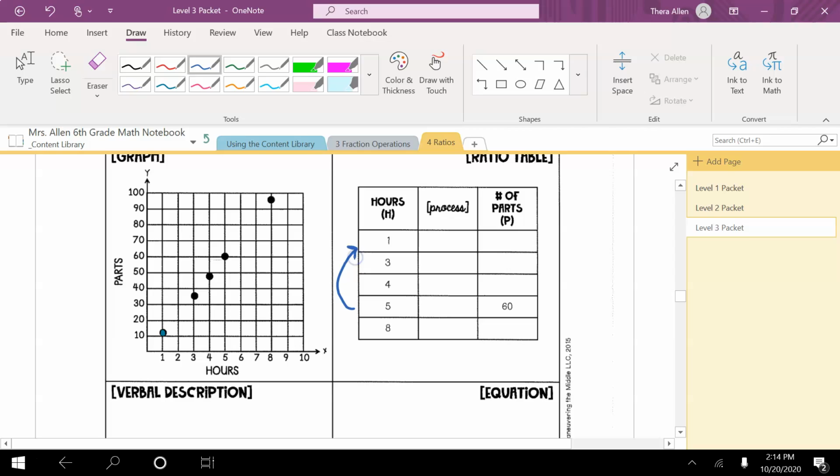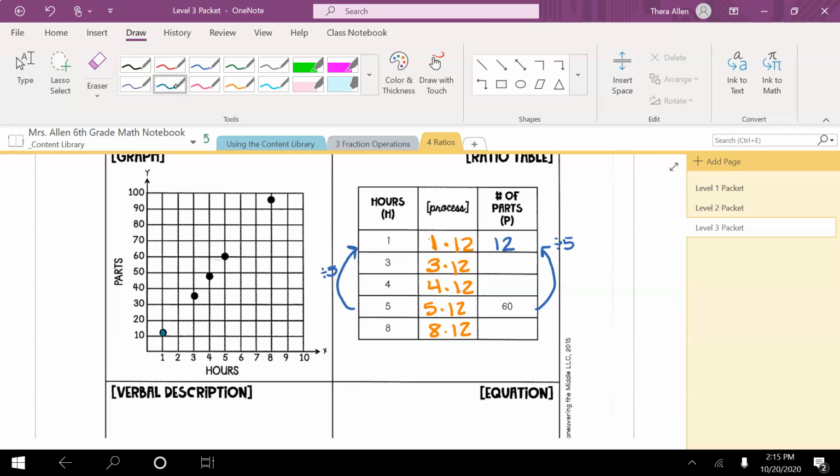5 divided by what gives me 1? Well, divided by 5. So 60 divided by 5 gives me 12. Now I can figure out my process. My process is going to be the hours times 12. So this, I look at my hours, which is 3 times 12, 4 times 12, 5 times 12, and 8 times 12. Okay? Now I can go ahead and multiply.